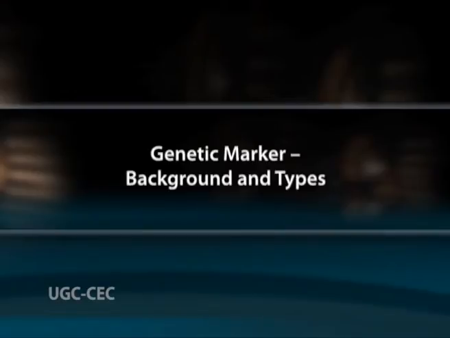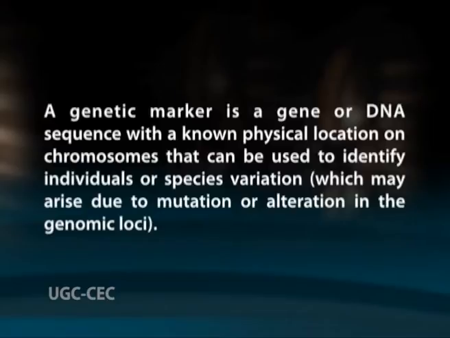Genetic marker, background and types. For many years, gene mapping was limited to identifying organisms by traditional genetic markers. A genetic marker is a gene or a DNA sequence with a known physical location on chromosomes that can be used to identify individuals or species variations which may arise due to mutation or alteration in the genomic loci.